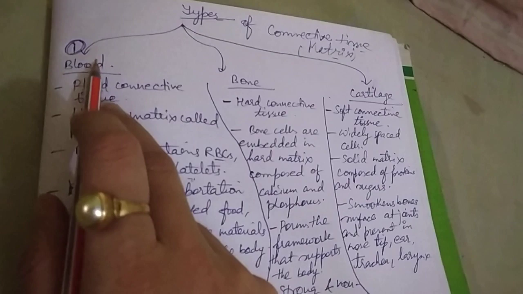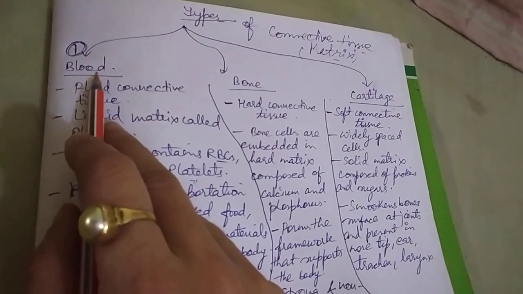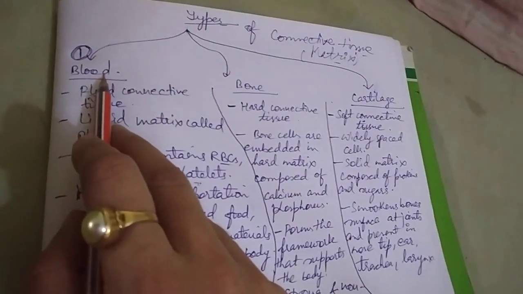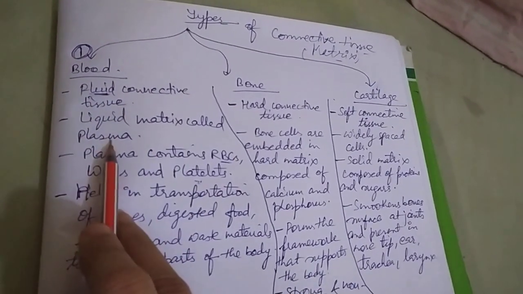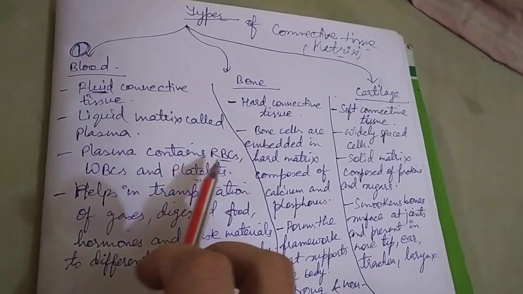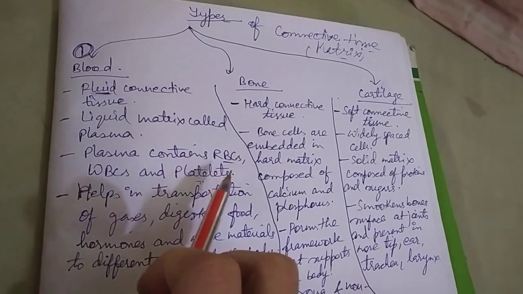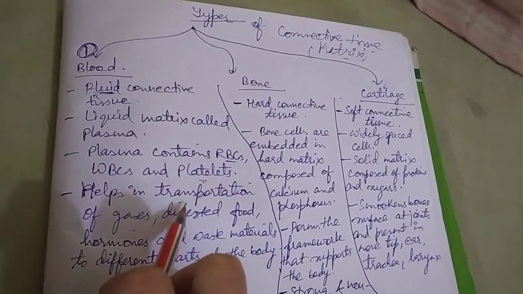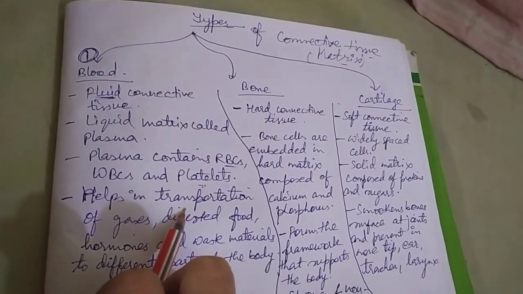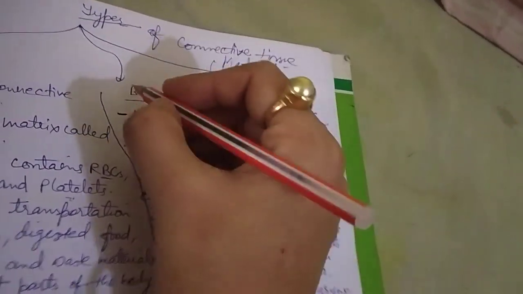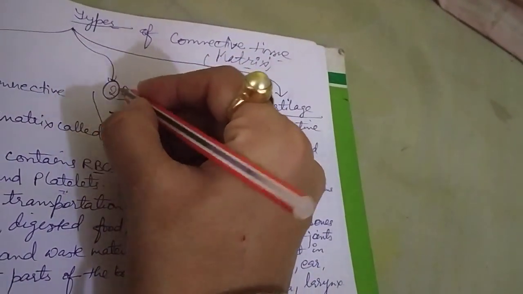So we have seen the first kind of connective tissue is blood. Since its matrix is liquid, it is a fluid connective tissue. Its liquid matrix is called plasma. Plasma contains different types of blood cells like RBCs, WBCs, and platelets, and the function of the blood is the transportation of gases, nutrients and hormones from one part of the body to other parts. The second type of connective tissue which we will see is bone.